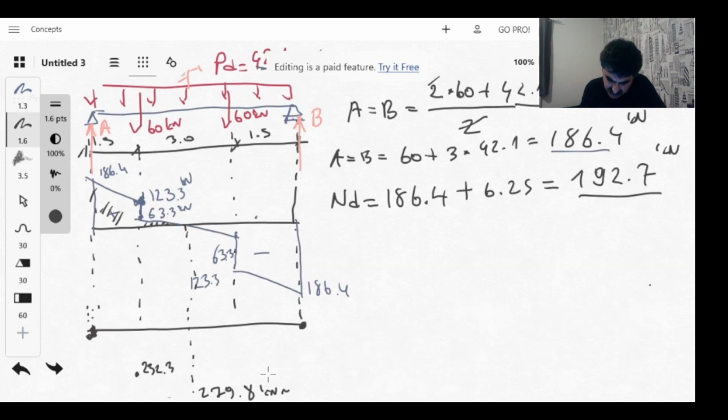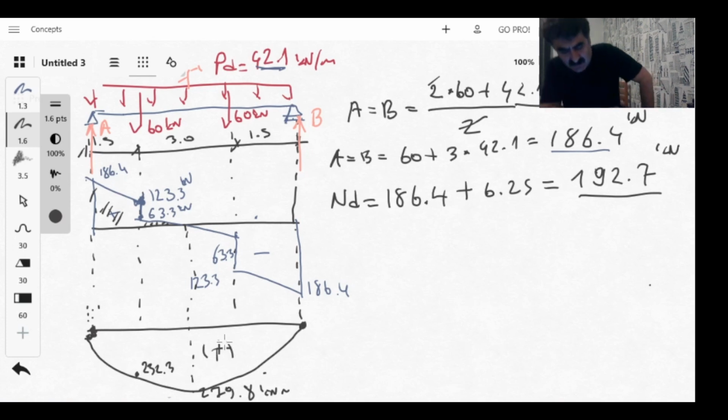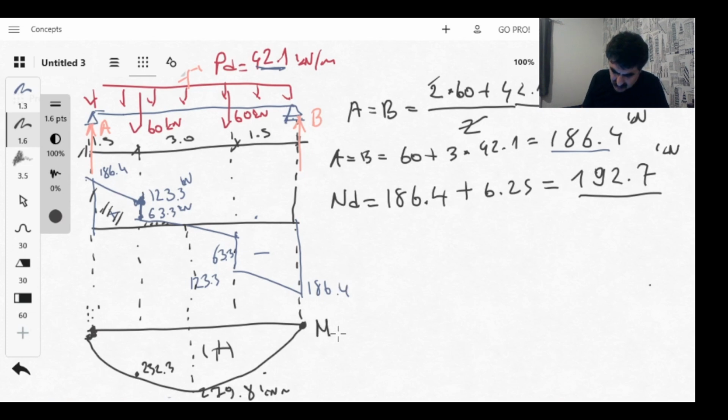The same value, 232 kilonewton meters, and here I will have a second degree parabola, and this will of course be positive. So this is the moment diagram, and the unit is kilonewton meter, and this one is the shear diagram, and the unit is kilonewton.